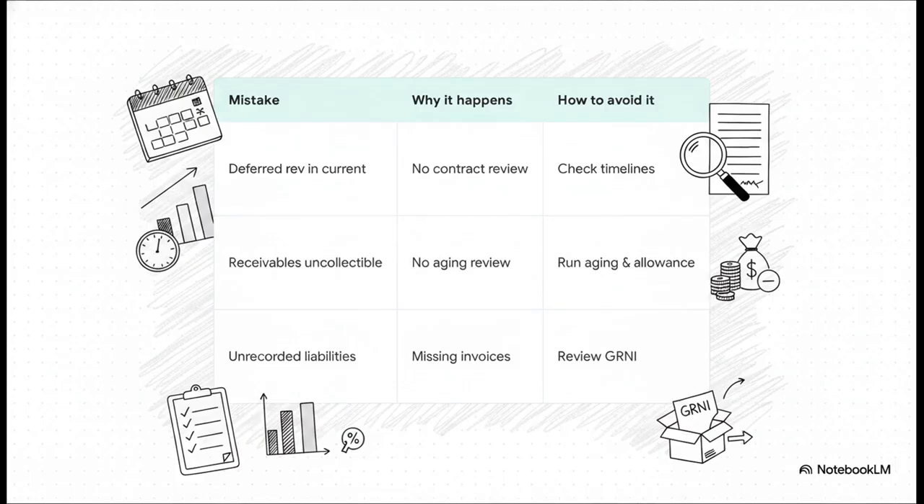You've got to actively review each deferred revenue balance against its actual performance obligation date. You also can't just ignore uncollectible receivables. You have to run an accounts receivable aging report at every close and actually apply your allowance for doubtful debts. Oh, and for unrecorded liabilities, like when invoices haven't arrived yet and it causes a cutoff error, you absolutely must review your goods received not invoiced, or GRNI, before you close the period.